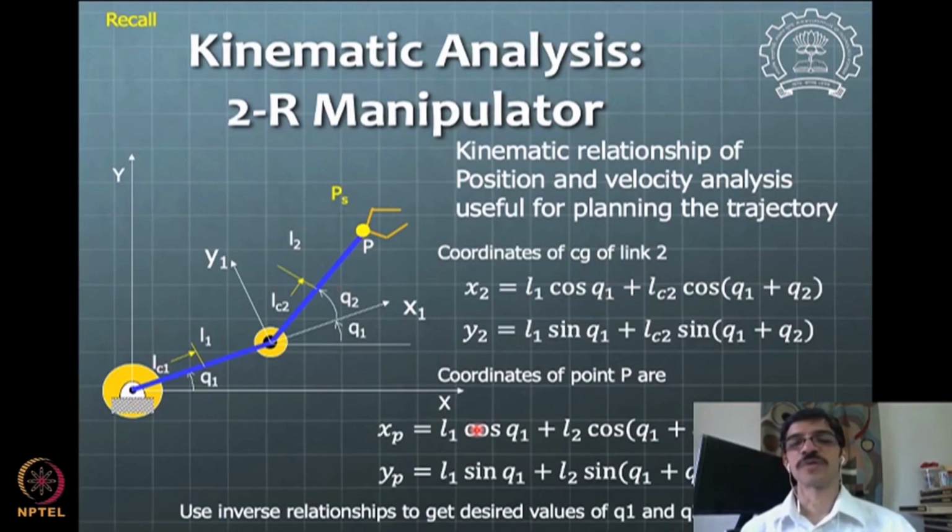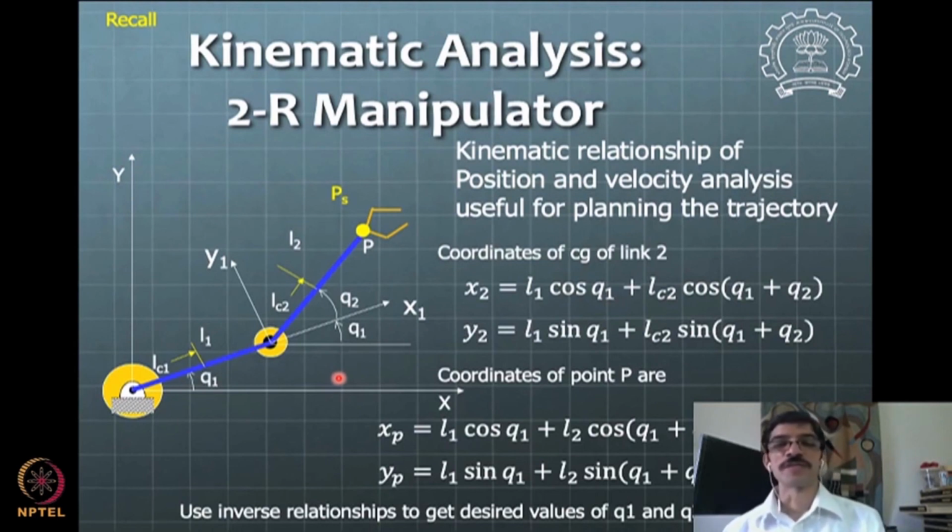So one has to consider that part in doing the inverse computation, so that you don't suddenly go for some of the positions on the other side and some positions on one side, and then you'll have trouble in executing that kind of a trajectory.